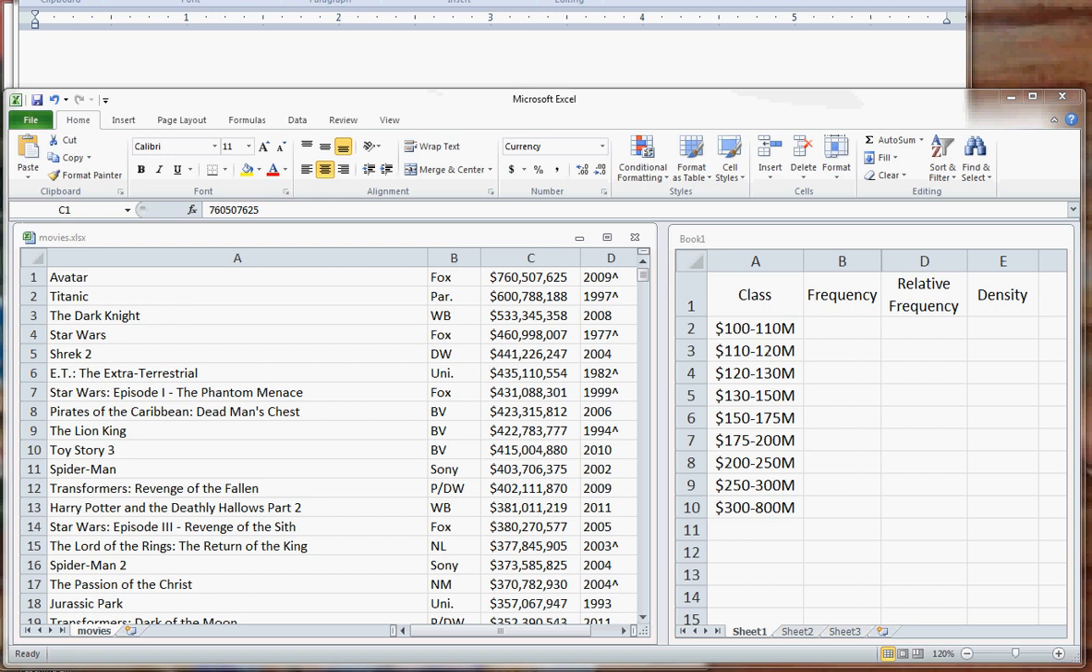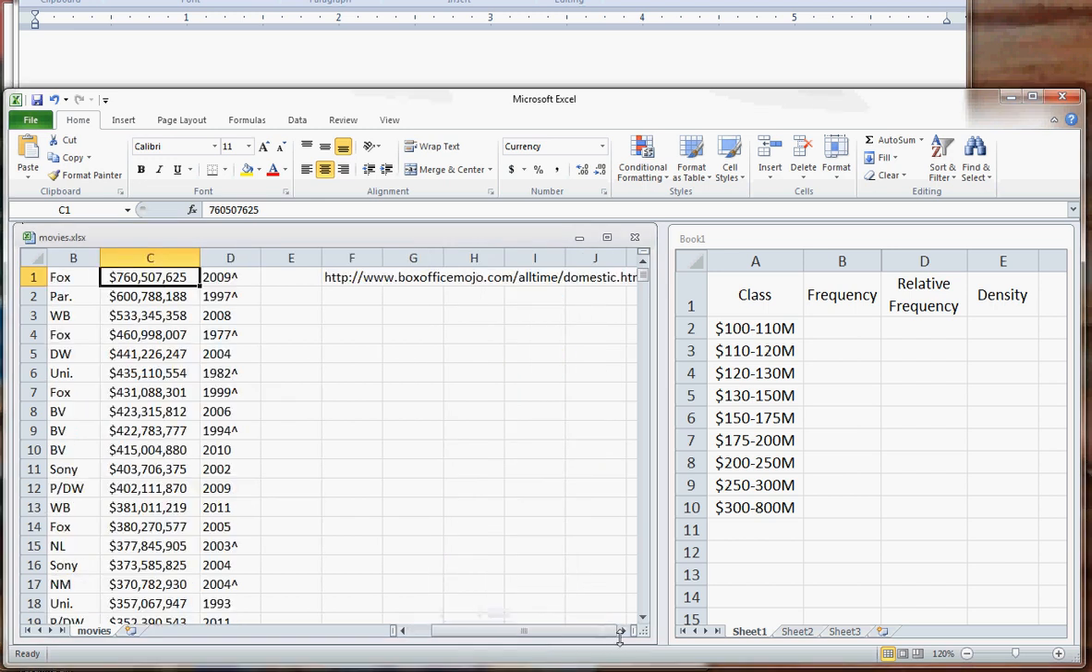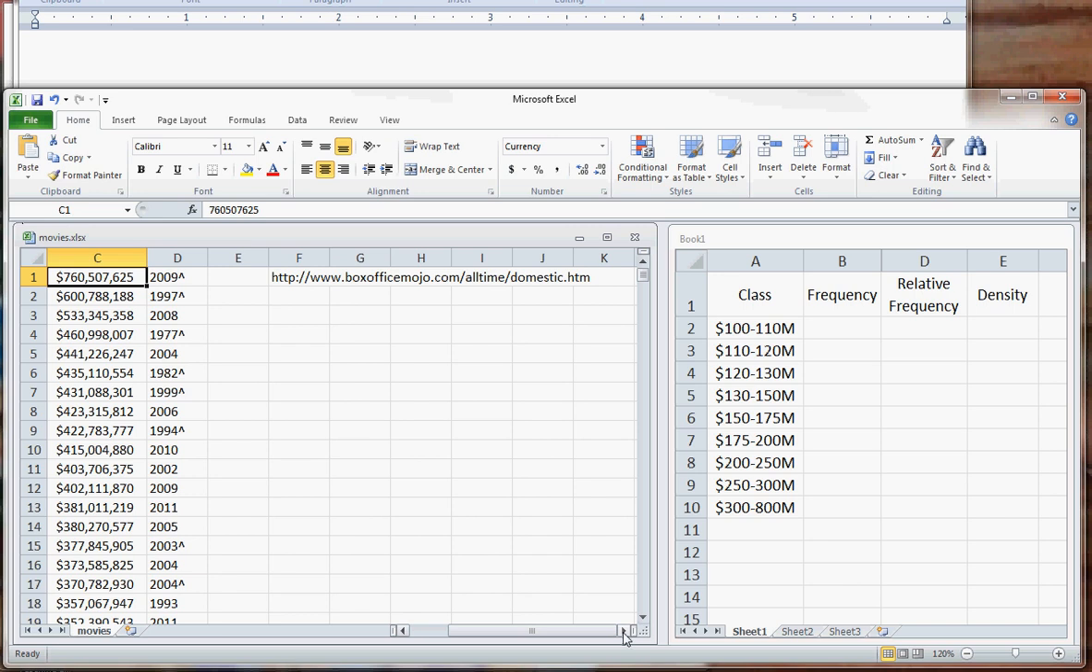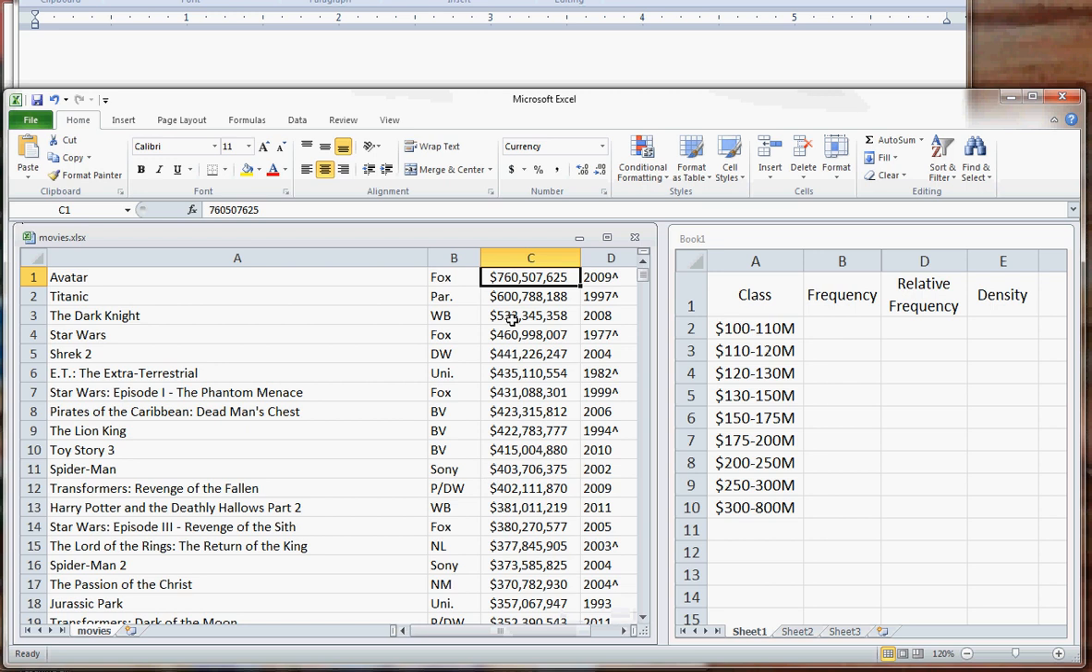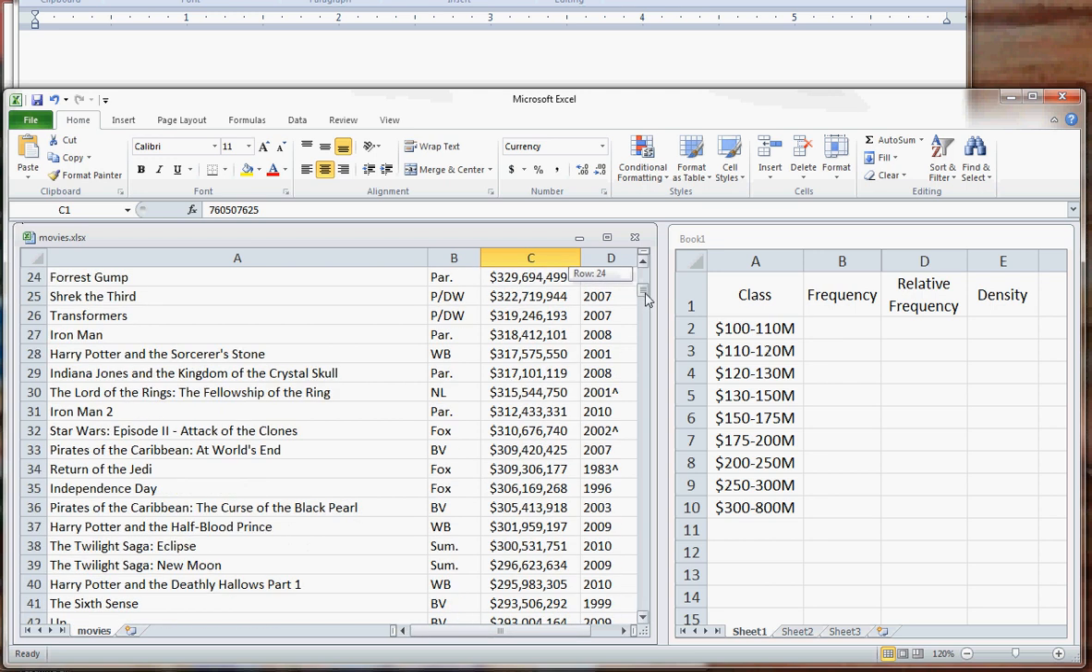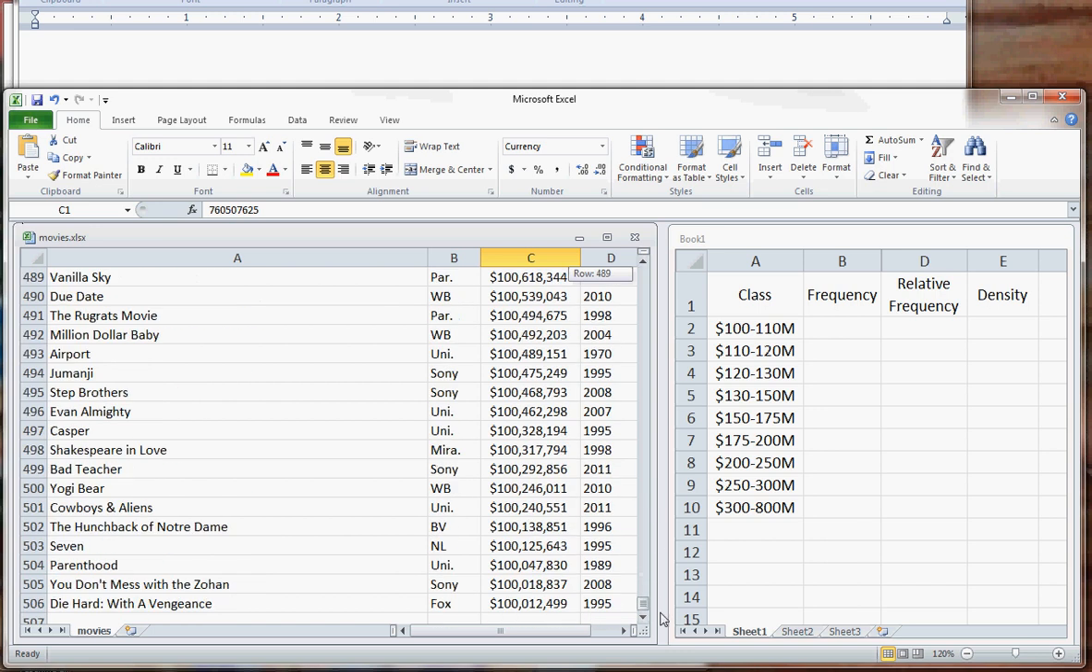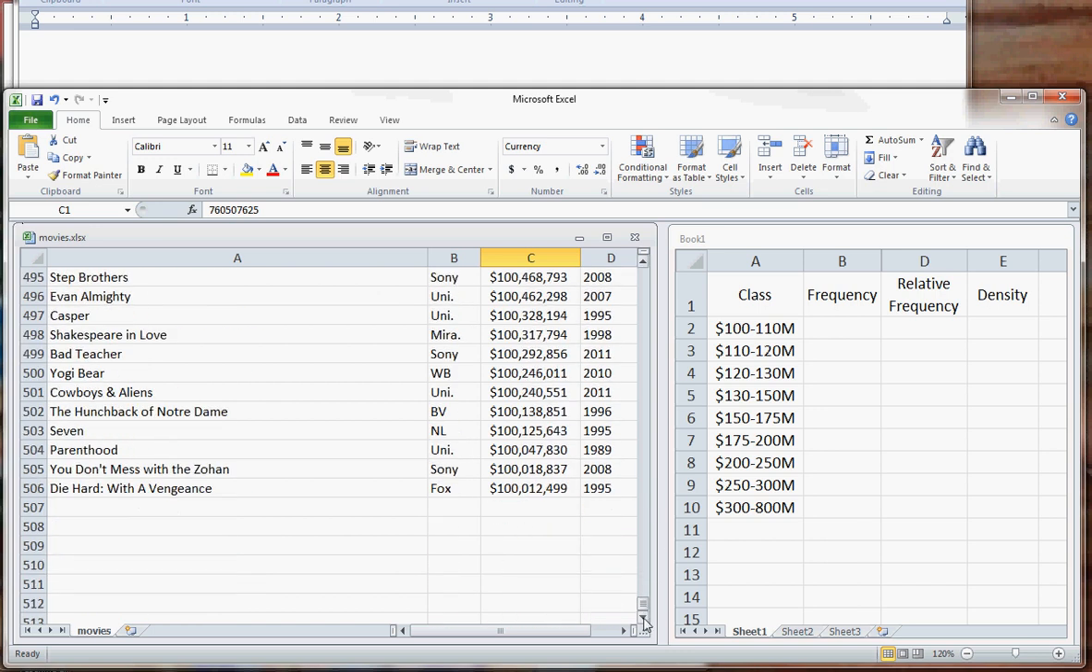In this video, we discuss the construction of a histogram using the movies that were discussed in class. This data comes from the website boxofficemojo.com and lists all the movies that have made at least $100 million in the United States. The top grossing movie in the United States was Avatar at $760.5 million, and this list goes to the bottom at Die Hard with a Vengeance at a little more than $100 million.